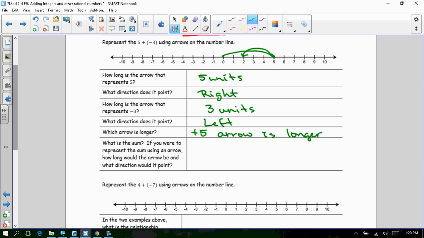Okay, and then what did I get for my answer? Where did I end up? I ended up here at 2, right? So my answer is 2. If you were to represent the sum using an arrow, how long would the arrow be? And in what direction would it point? It's going to be 2 units, right? It's going to be 2 units to the right of 0.